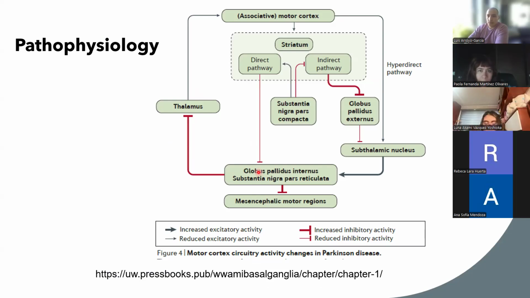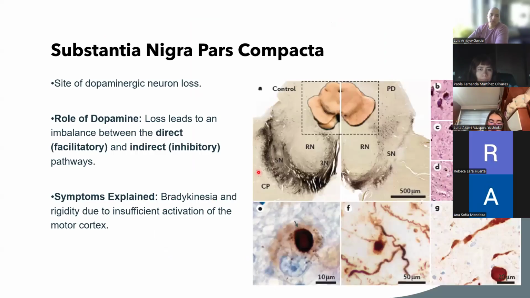Understood? All good? Perfect. So we can continue. We'll go again. I'm going to show you step by step, because I want you to really understand this part. For that, we need to understand the substantia nigra pars compacta, which is the site where we have this death of neurons. Everything is based on the role of dopamine, which is what links the direct and the indirect pathways in the brain.